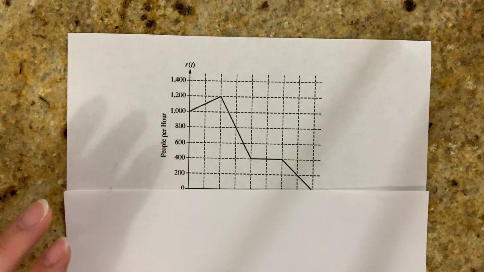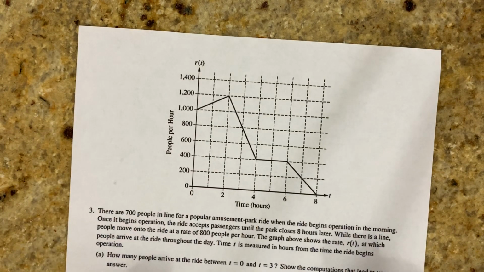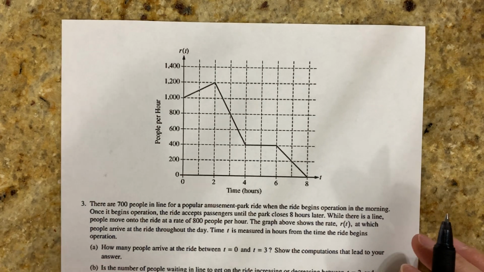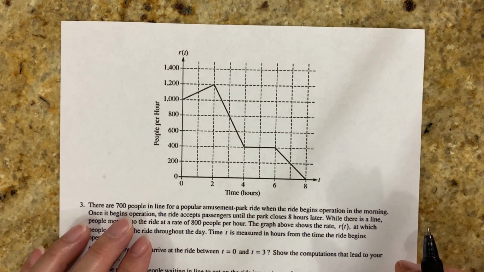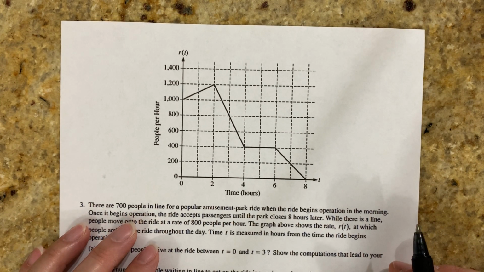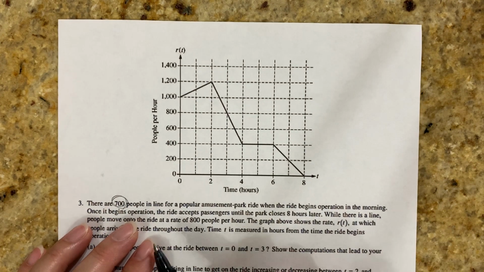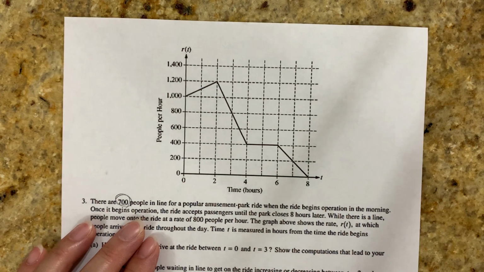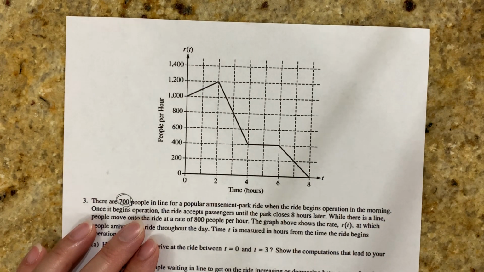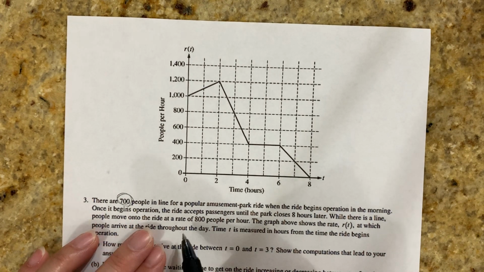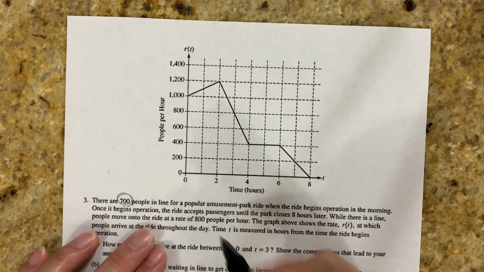This is 2010 FRQ number 3, still in the calculator section. There are 700 people in line for a popular amusement park ride when the ride begins operating in the morning. So initially we start with 700. Once it begins operation, the ride accepts passengers until the park closes 8 hours later. While there is a line, people move onto the ride at a rate of 800 people per hour.